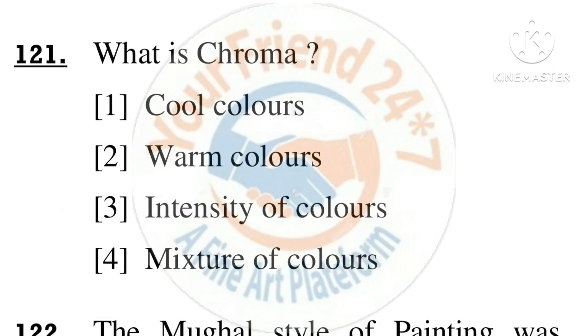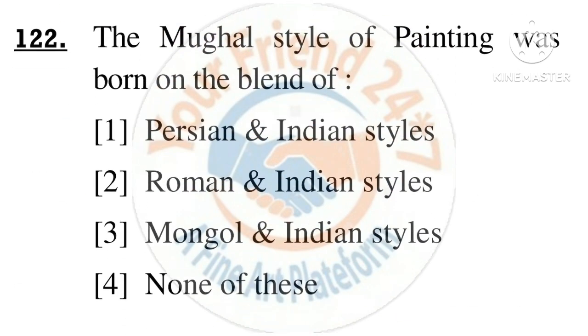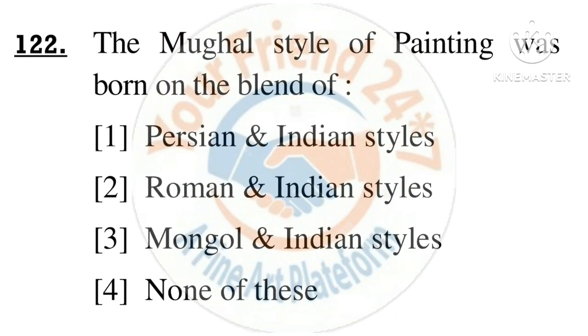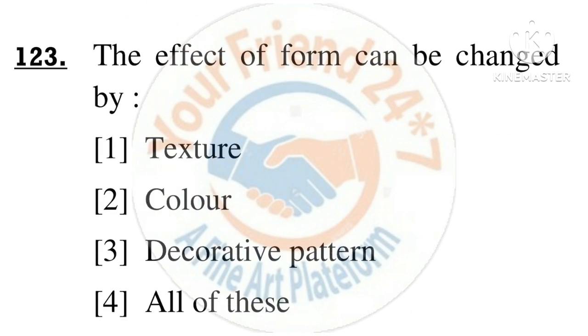What is chroma? Cool color, warm color, intensity of color, mixture of color. The right answer is intensity of color. Next question, the Mughal style of painting was born on the blend of Persian and Indian styles is the right answer.